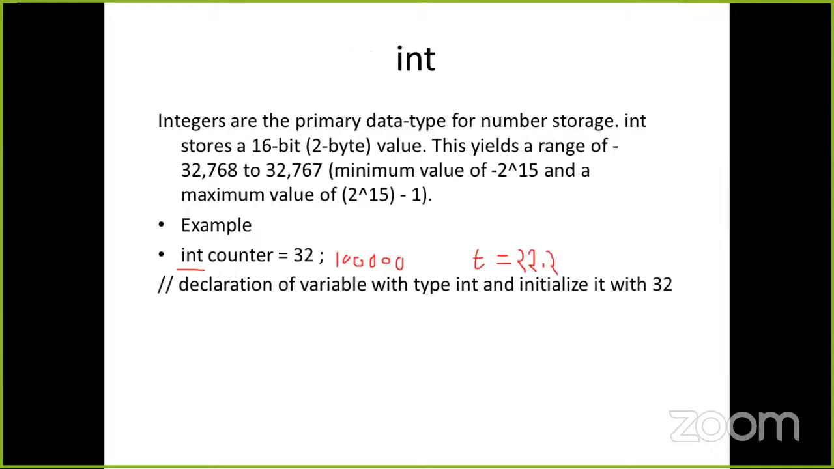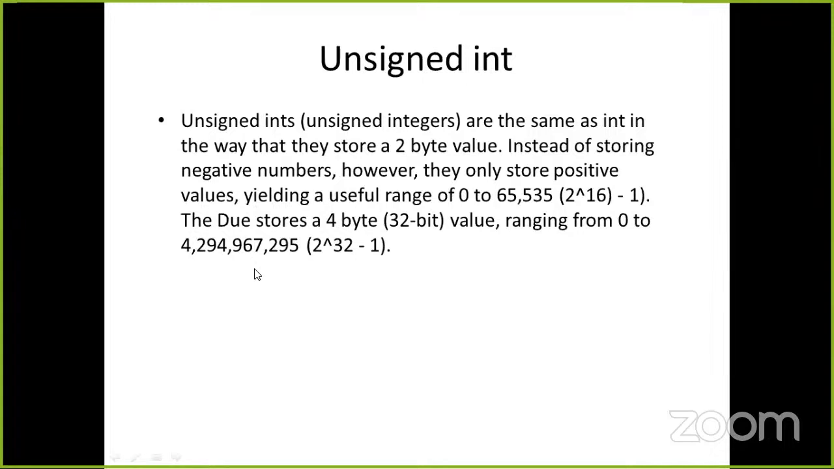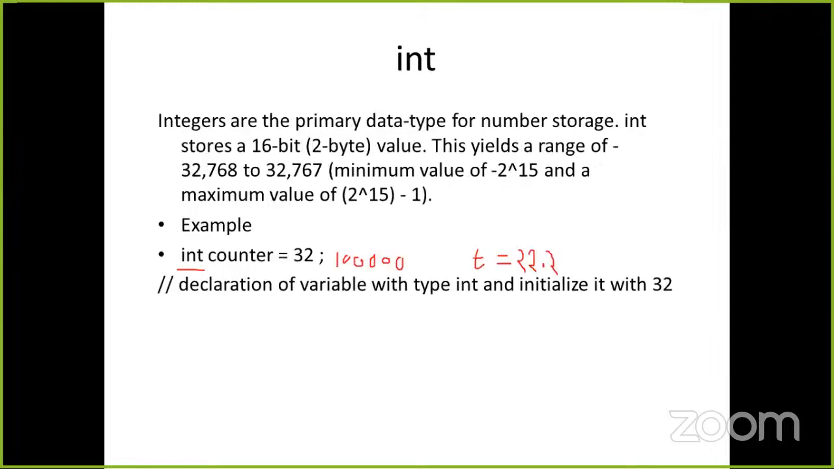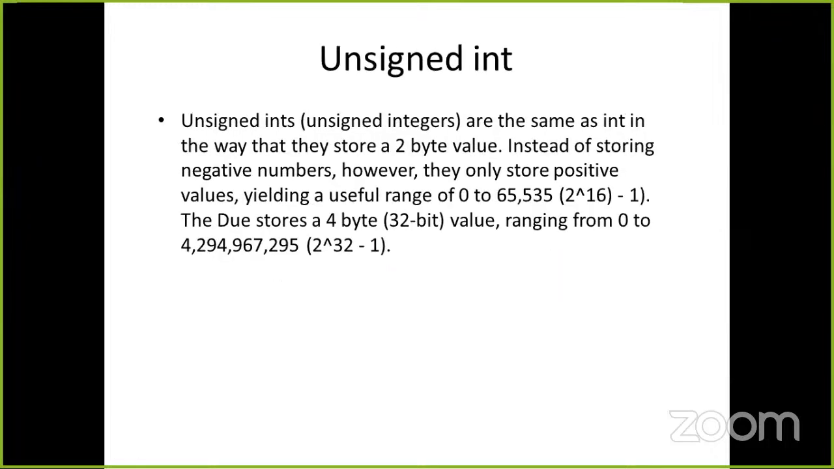First we have discussed integer. In an integer, you can store positive and negative values. If you want to store only positive values, you can use unsigned. Unsigned means only positive values. Earlier the range was 32,000, now you can store 65,000.